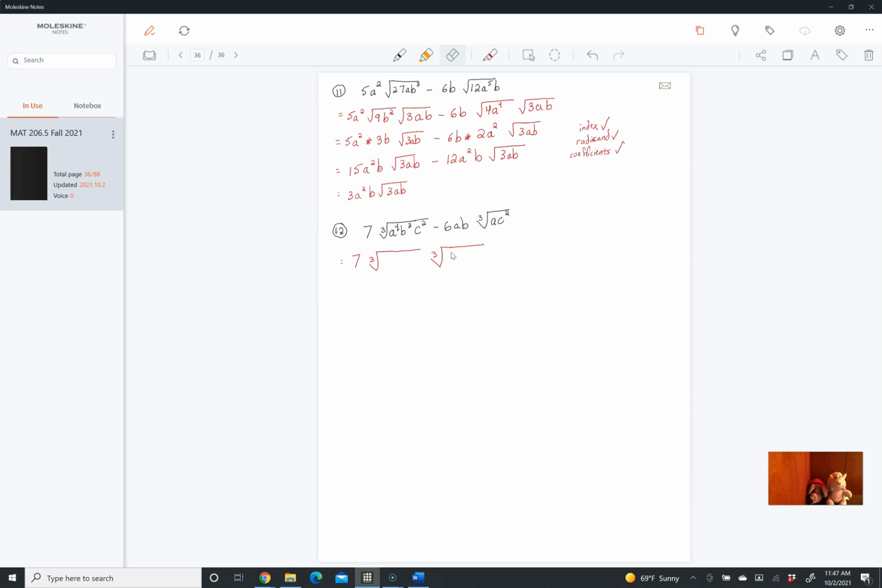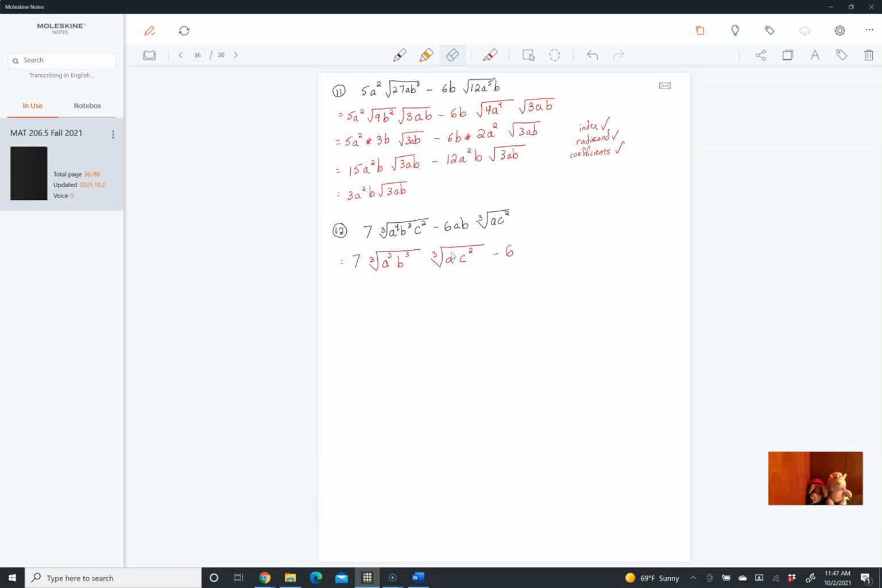So a to the fourth, 4 isn't divisible by 3. Go down by 1, 3 is. So we have a cubed. There's 1a left over. For b, 3 is divisible by 3, so the whole b cubed goes under this first one. And for the c, well, 2 is less than the index, so the whole c squared has to go under here.